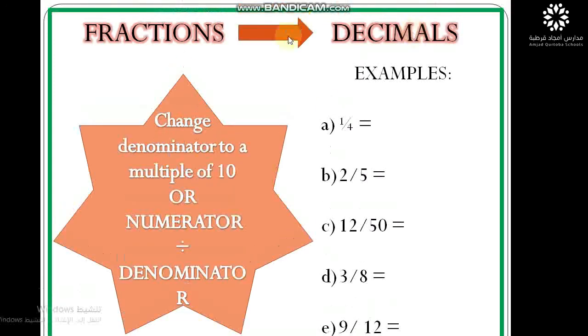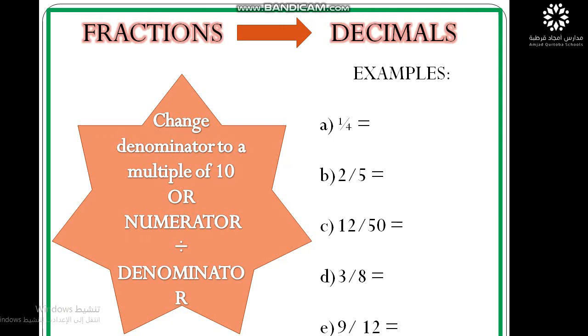Okay, so now you have to convert 1 over 4 to decimal. How? I will multiply by 25 up and down. So it will be 25 over 100. It will be 0.25. 2 over 5. How can I do it? 5. Its friend is what? 2. So I will multiply by 2 up and down. So it will be 4 over 10 equal 0.4.